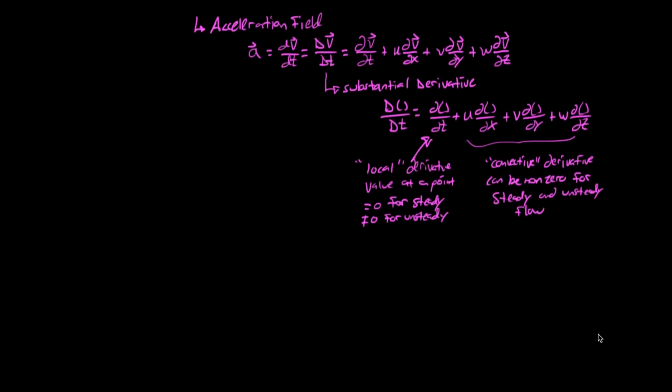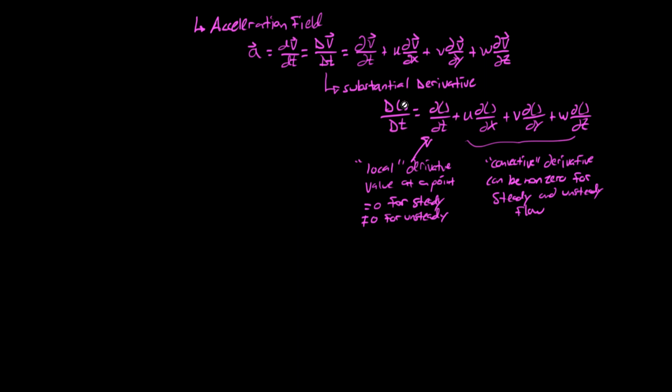And lastly, we came up with the idea of acceleration. And the thing that's interesting about acceleration is that because of the chain rule, you end up getting more than just the partial derivative of velocity with respect to time. When you do the chain rule, because the velocity is a function of position, we end up with these extra terms: u dv/dx, v dv/dy, and w dv/dz. This whole thing is called the substantial derivative. We use capital D's to represent it, and it has two components.